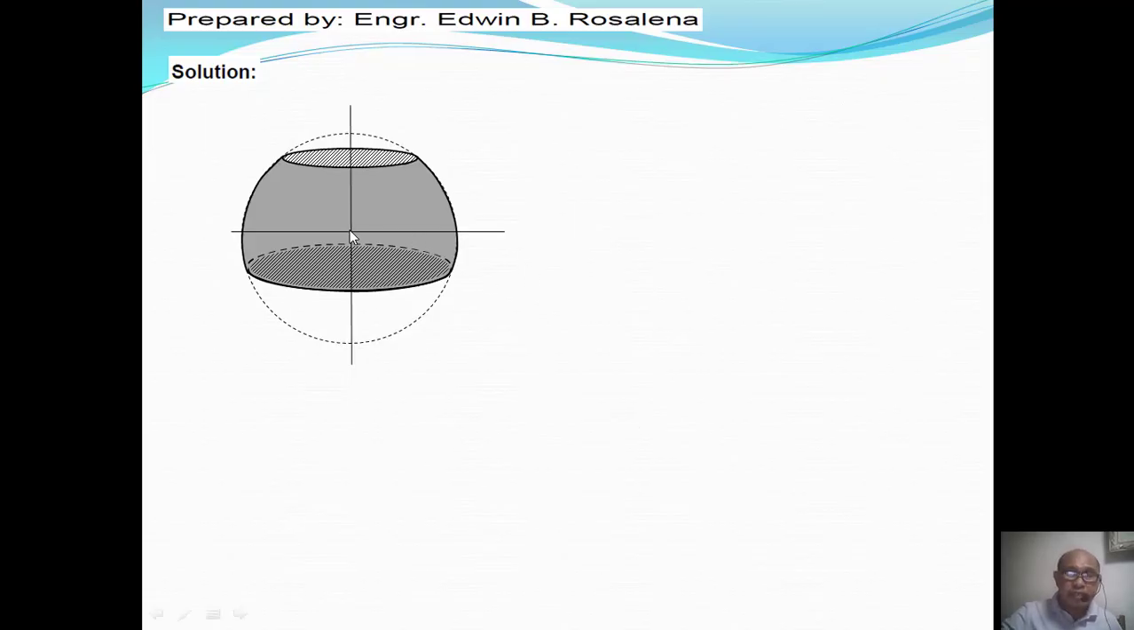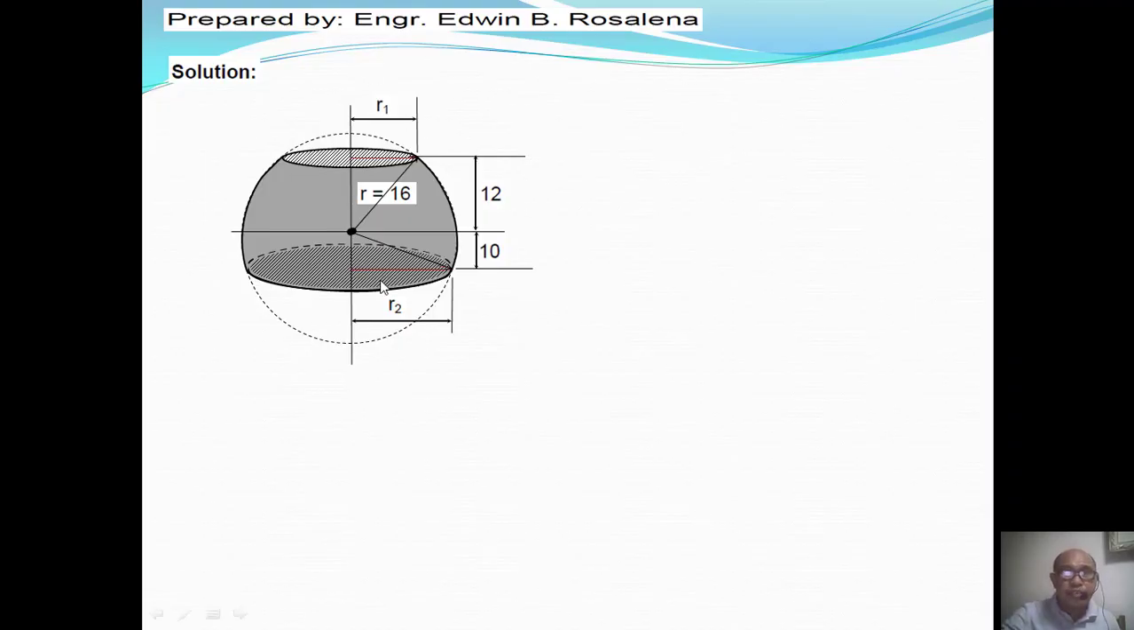If this is the center of the sphere, this is cut 12 centimeters from the center, and this is 10 centimeters from the center on the opposite side of the sphere. Okay, so what are the values given? Radius is 16, so radius is equal to 16. Then R1 unknown, R2 unknown. But you have here 12. Okay, you have here 10.